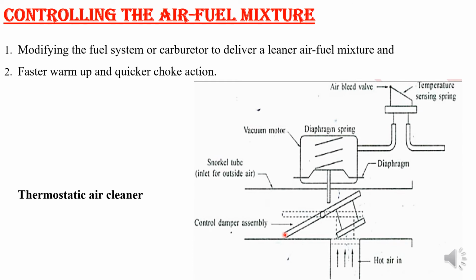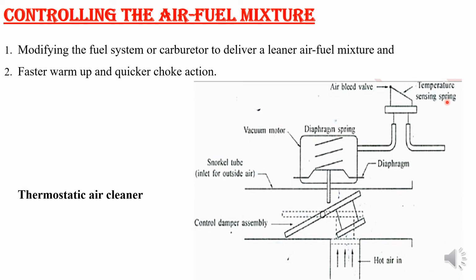So therefore, when the engine is cold, a thermostatically controlled air cleaner is used for supply of heated air quickly to the carburetor. During the cold running, air entering the carburetor is heated up by this thermostatic air cleaner, which allows the engine to run on a leaner air fuel mixture during the warm up. So now we have the thermostatic air cleaner, which consists of a temperature sensing spring, which senses the temperature of air entering into the air cleaner. So it senses how much the air temperature is.